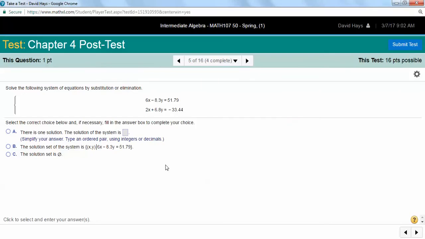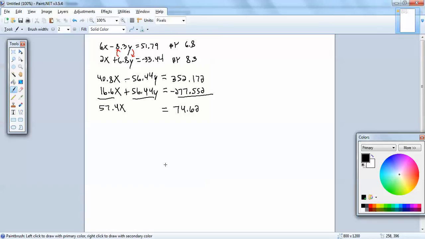Simplify your answer, type in integers or decimals. How many decimal places? Maybe all decimal places? Okay, maybe it comes out nice. I should try that first, I guess. Divide both sides by 57.4. That gives 1.3. It didn't come out nice, but it didn't come out horrible either.